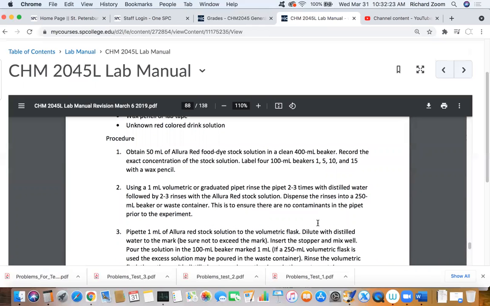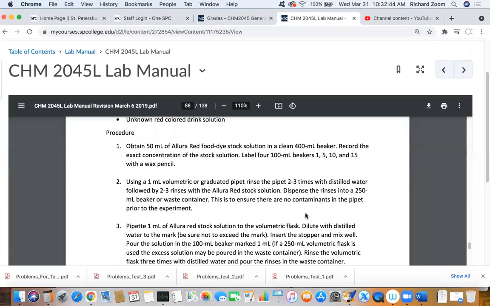Well, would it be 100 milliliters? Well, no. If you look at the procedure, it says obtain 50 mils of stock solution, right? So is that what I use? 50 mils? Yeah, I think so. I didn't see it on the student lab, and normally we only use the student lab info.